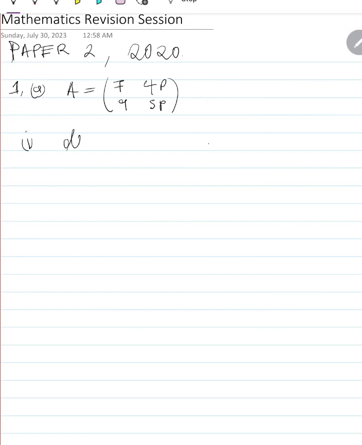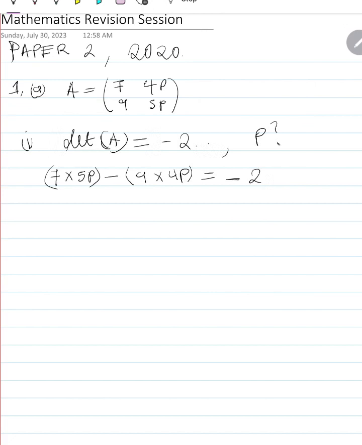So the determinant of A is equal to -2. So what is p? We're looking for the value of p. Now, how do you calculate the determinant? You take the product of the major diagonal, that is 7 multiplied by 5p, then minus 9 multiplied by 4p, the product of the minor diagonal. And this determinant should be equal to -2.